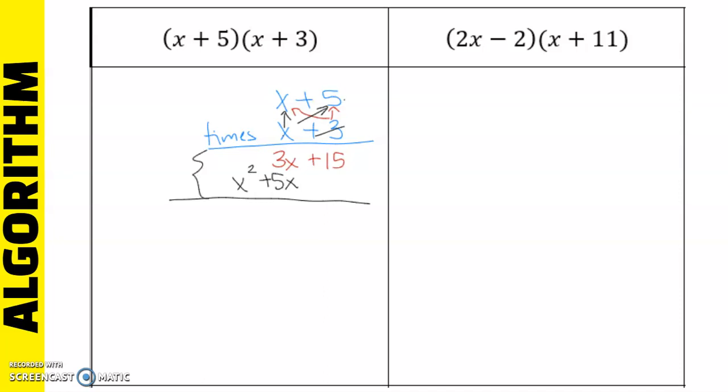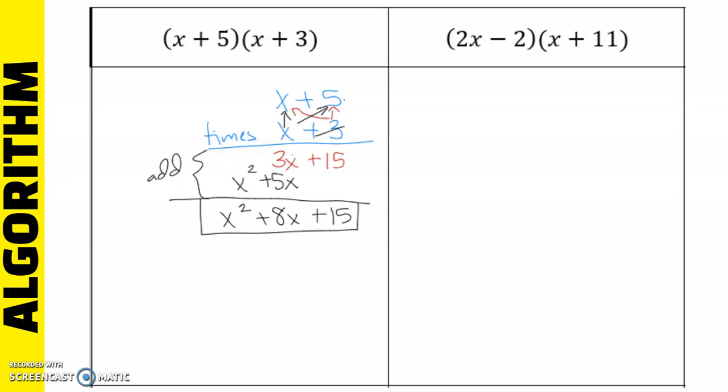And now I'm going to add the rows together, just like standard multiplication, right? So this is going to be x squared because there's no other x squareds. 3x and 5x makes 8x. And then I have the 15. That's your standard algorithm.